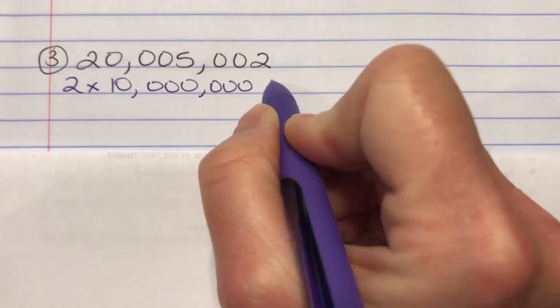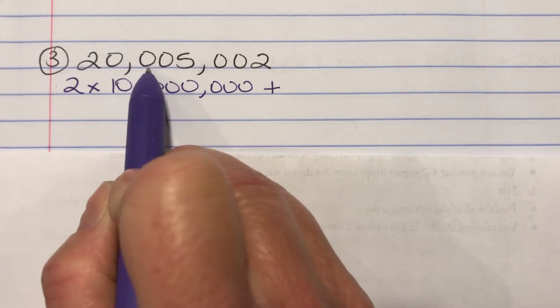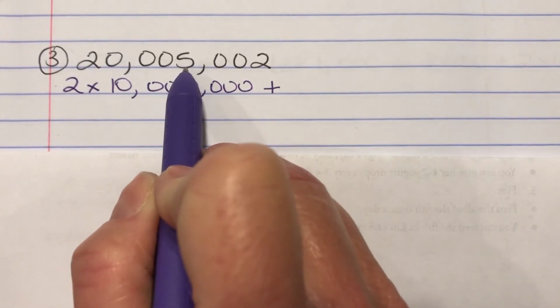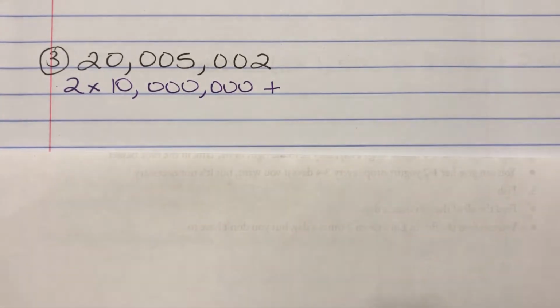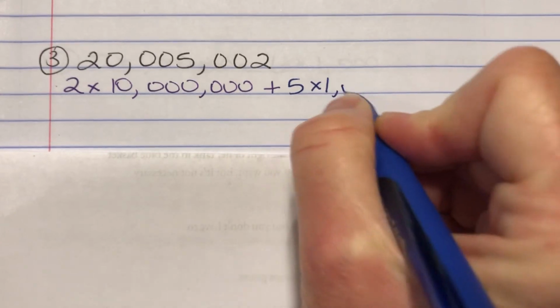Okay, plus, there's a 0 here. That means I don't have to write anything. The next digit I see is this 5. This 5 is in the thousands place. So I'd write plus 5 times 1,000.